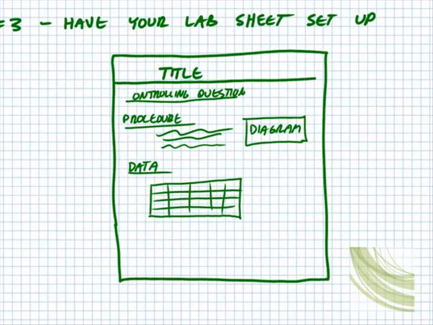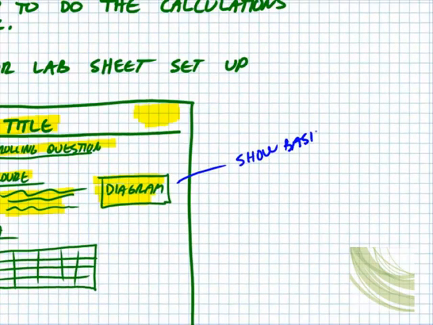Finally, have your lab sheet set up. The lab sheet needs a title. You need your name, date, and period in the upper right-hand corner. The controlling question is simply, what is the best way to the top of the mountain? For your procedure, we just need a few lines written, a brief explanation. Your diagram is where you need to take some time. Your diagram needs to show the basic setup. You need to show where you're taking your measurements.